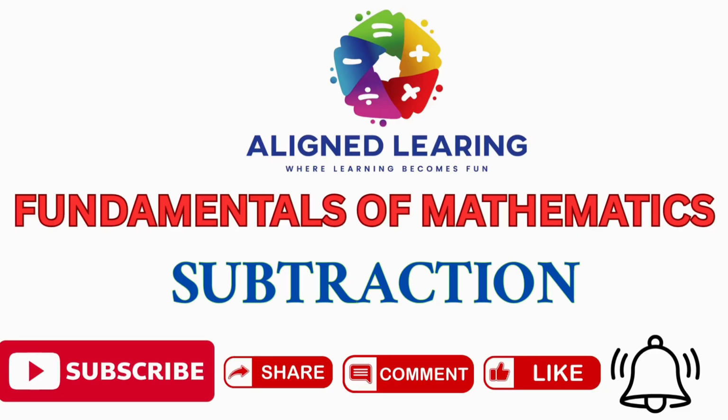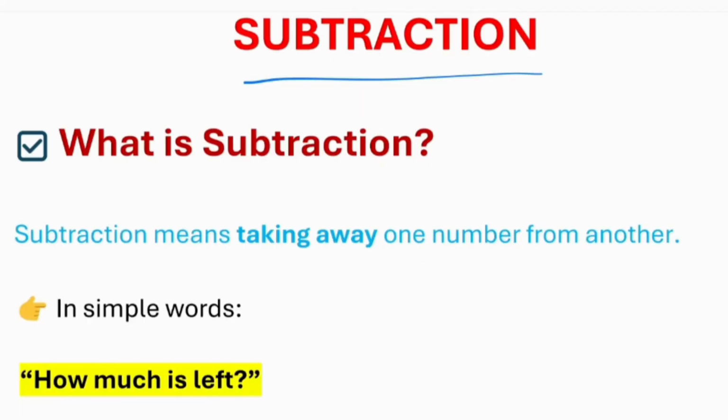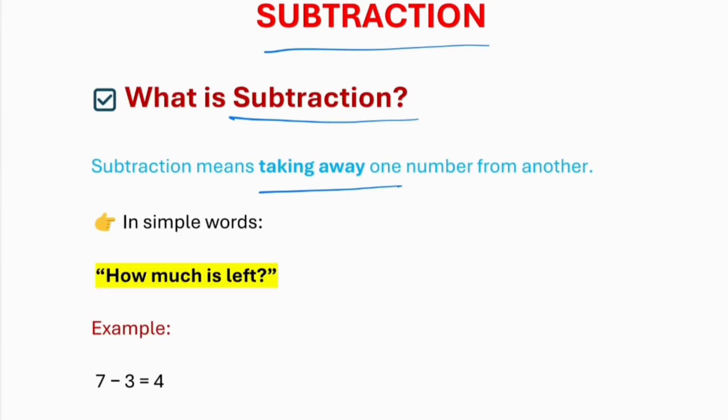Today our topic is subtraction. What is subtraction? It means taking away or finding the difference between two numbers. For example, 5 minus 2 is equal to 3. Here we take away 2 from 5. So 3 is left.